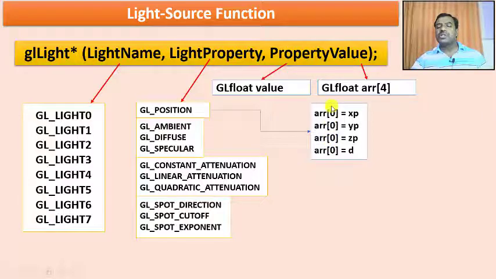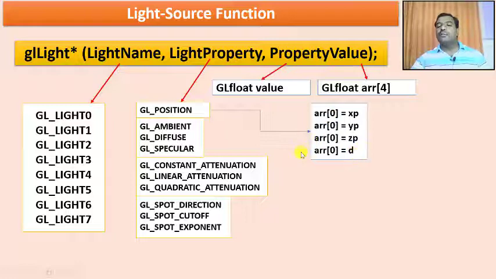Sorry, I think I made a mistake over here, so please make the correction. The correction should be this is array of 0, this is array of 1, array of 2 and this is array of 3, because it's array of 4, hence I should be able to have 4 values over here.